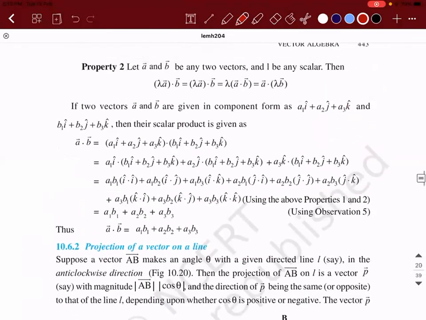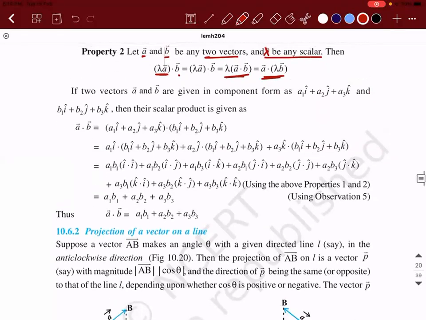And if A and B are two vectors, then let lambda be any scalar. Then lambda times A vector dot B vector is the same as A dot lambda times B vector, because lambda is just a number.